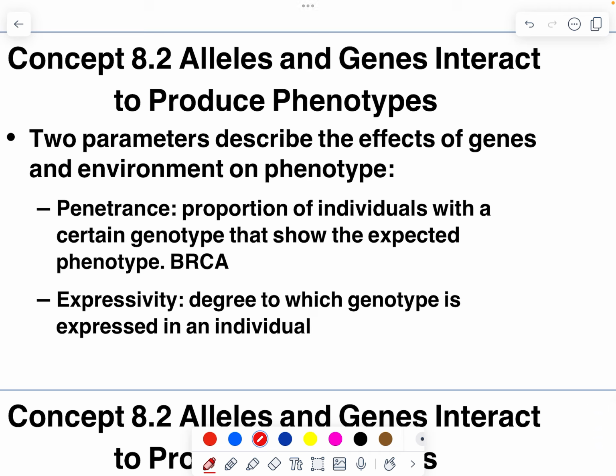Alleles and genes interact to produce phenotypes. So there are 2 terms here. Penetrance, which means the proportion of individuals with a certain genotype that show the expected phenotype. I write BRCA here because this is like the main gene that's involved with breast cancer. Highly mutated. When you have a highly mutated gene, your chance for breast cancer goes dramatically up.